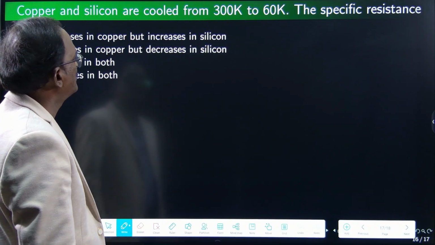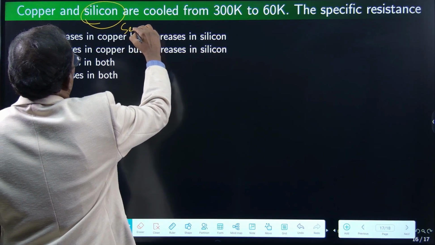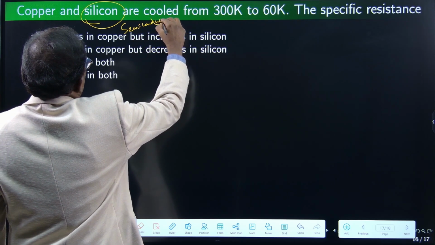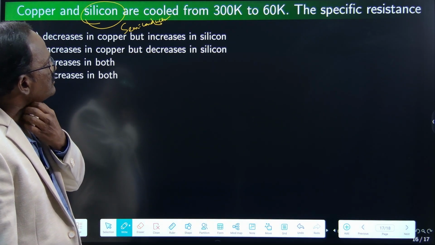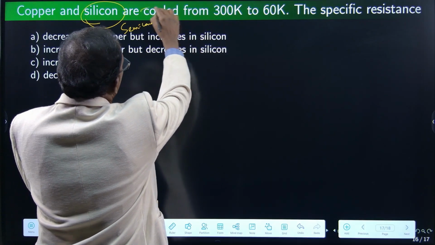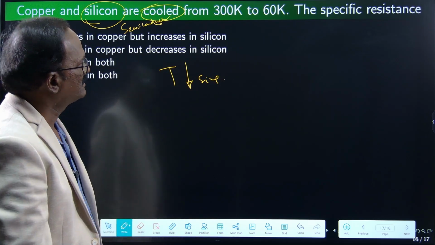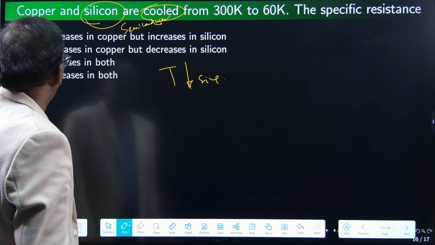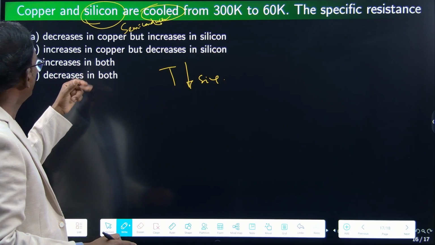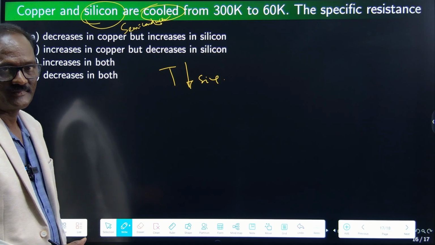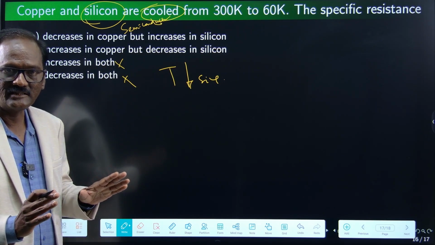Copper and silicon are cooled from 300 Kelvin to 60 Kelvin. Silicon or germanium are semiconductors. Cooled means temperature is decreasing, from 300 Kelvin to 60 Kelvin. How is the specific resistance varying? Decreases in copper but increases in silicon. Increases in copper but decreases in silicon. Increases in both. Decreases in both. These will not be correct, since both will not act uniformly.